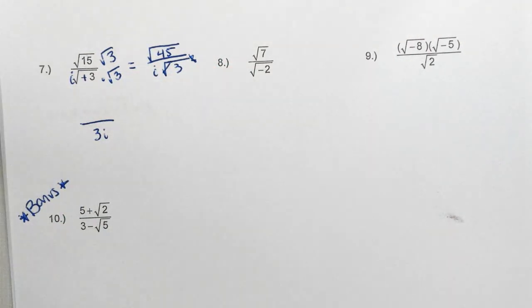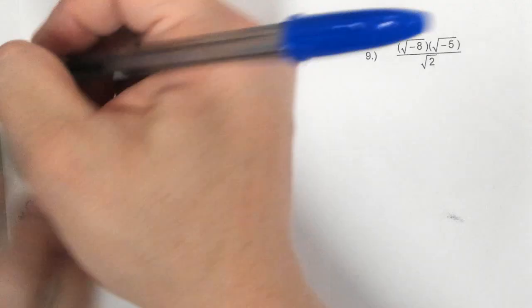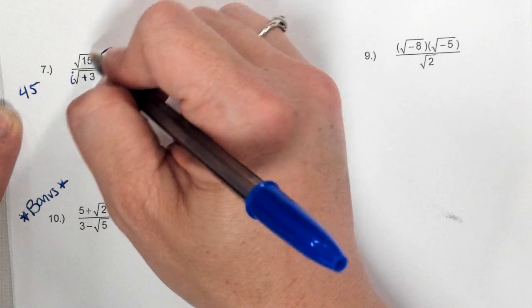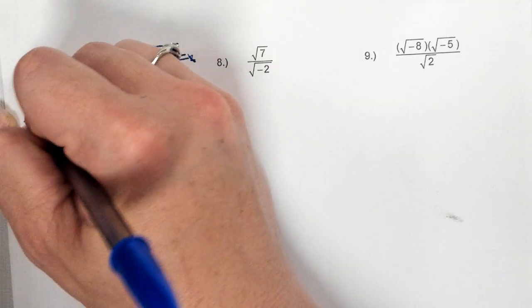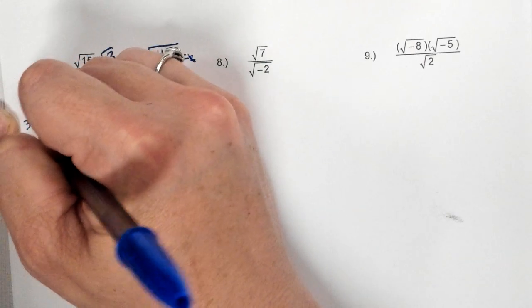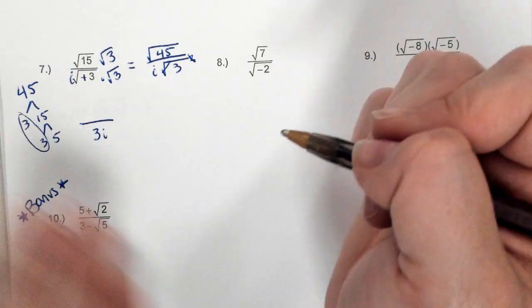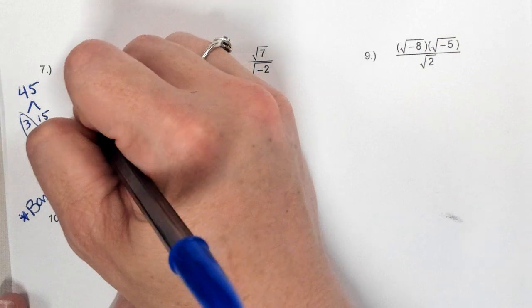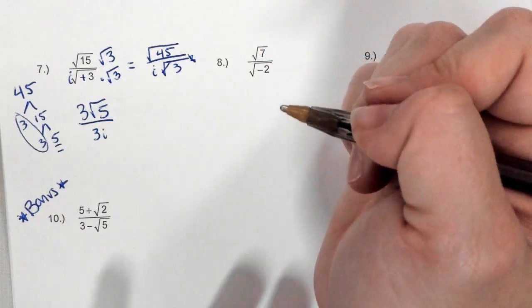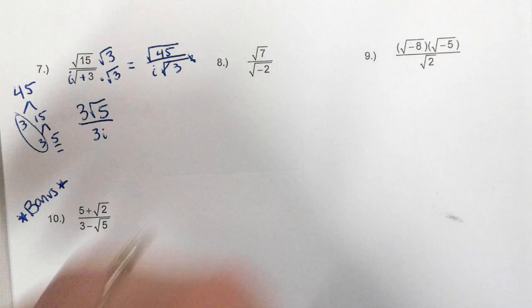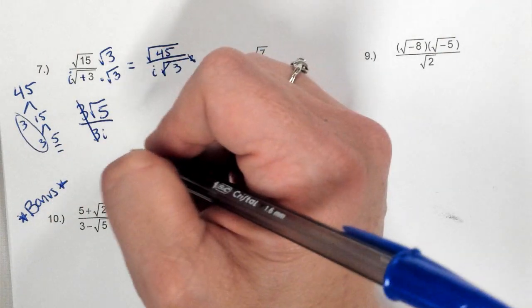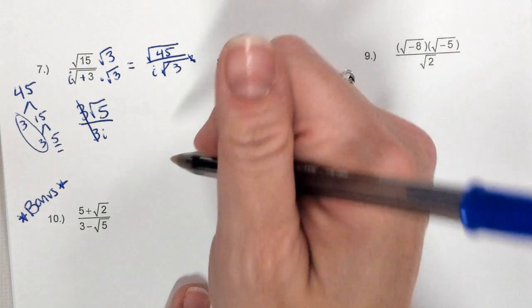Is 45 a perfect square? No, so I have to break it down. Now I know that 3 times 15 gives me 45 because that's what I just multiplied. And then 3 and 5 is 15. So what gets to come out and what has to stay in? 3 root 5. Does that simplify? Womp womp. Yes, what cancels? 3. Now, am I done? No, what's wrong with it still?